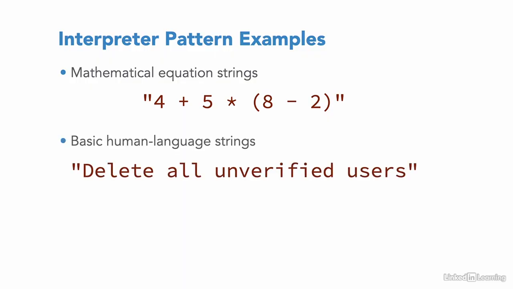It might also be used if our program needs to have some kind of capacity to understand human languages, such as English or Spanish. And this might be the case if we wanted to implement some sort of text-based interface for the user to interact with our program, right? So the idea there would be that they could type in something like "delete all unverified users," and our program would be able to understand that.